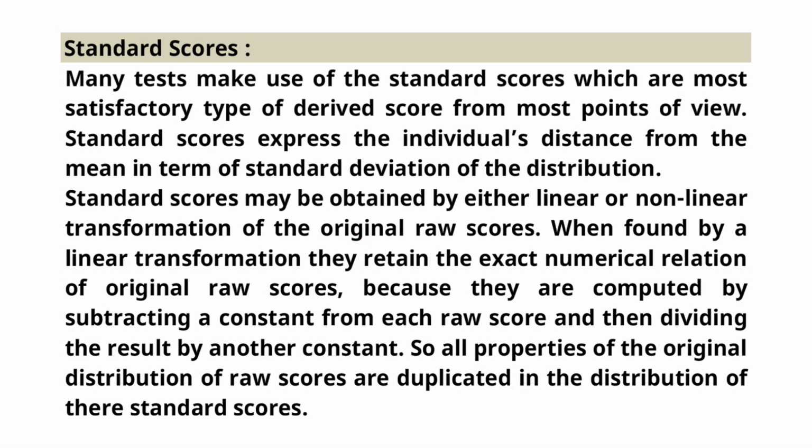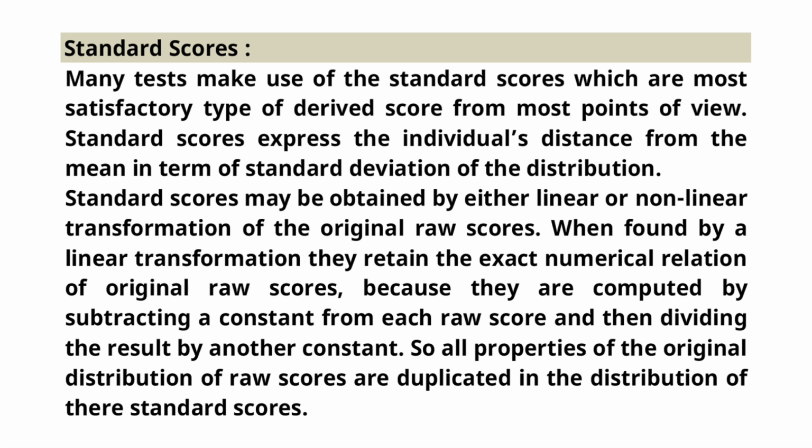The second score is standard scores. It is very, very popular and in a number of tests, this type of norm is used. Now, many tests make use of the standard scores, which are the most satisfactory type of derived scores from most points of view. Standard scores express, listen, underline this line, the individual's distance from the mean in terms of standard deviation of the distribution. Distance from the mean in terms of standard deviation in the distribution. How? I will explain to you.